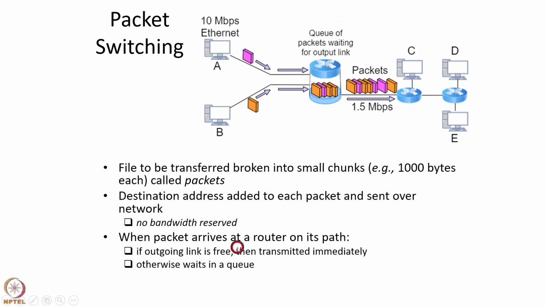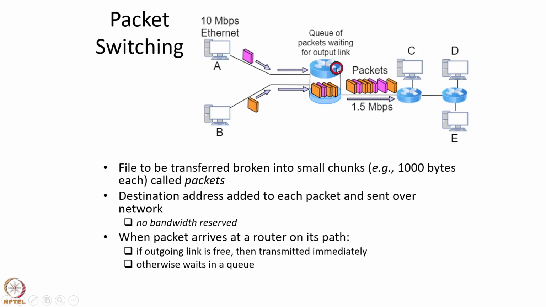If the outgoing link is free, then the packet is transmitted immediately. So in this case, this packet is to be sent from this router to the next router on the path to C. If this outgoing link is free, then the packet is transmitted immediately. Otherwise, the packet waits in a queue for its turn to be transmitted on this outgoing link. So this queue of packets is shown here.